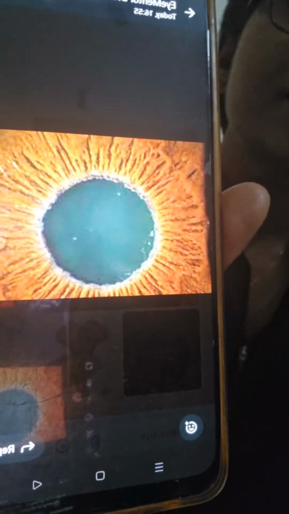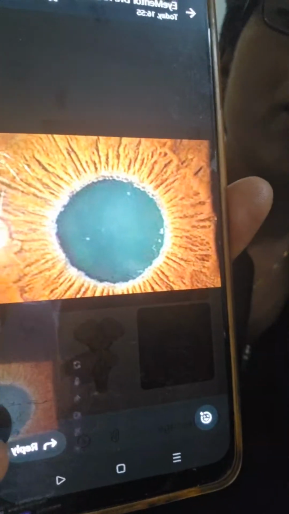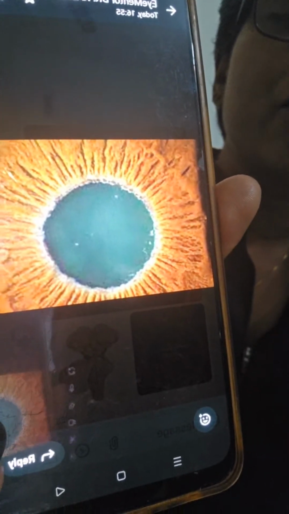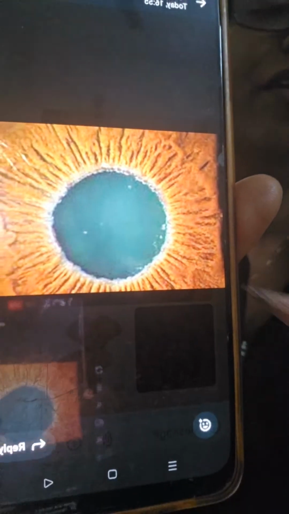So what is this? Very good, strawberry. Very good, Kani. So this is pseudo exfoliation, where you get these dandruff-like deposits on the pupillary margin. So for the same reason, the pupil will not dilate properly. There will be poor dilatation in case of pseudo exfoliation.